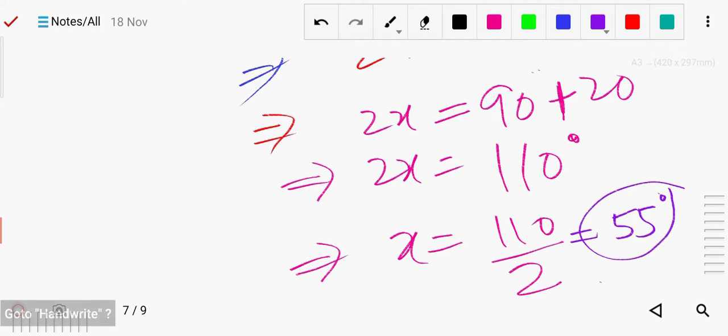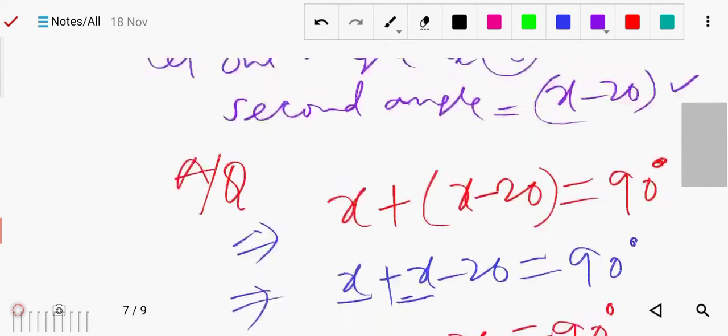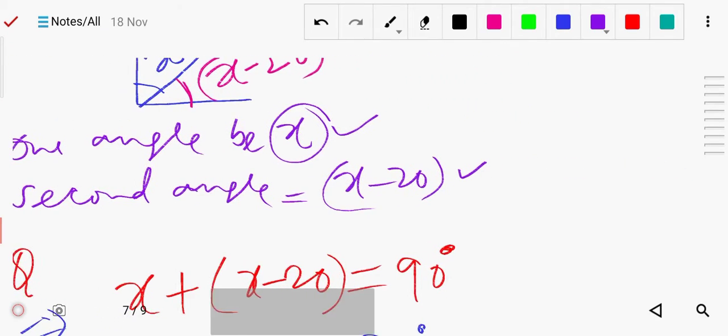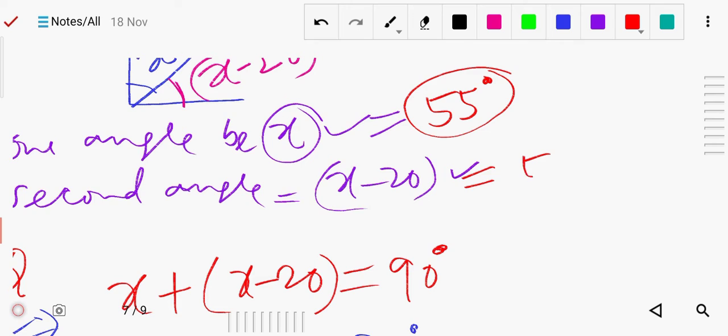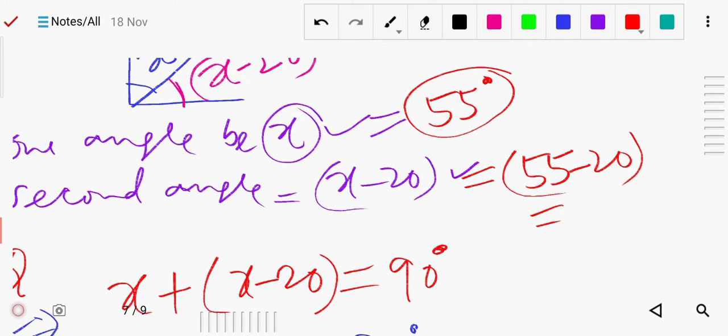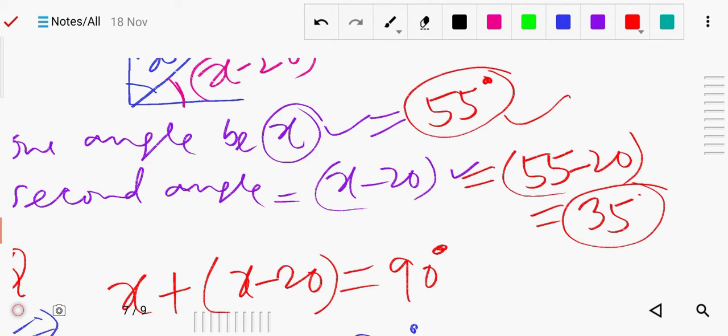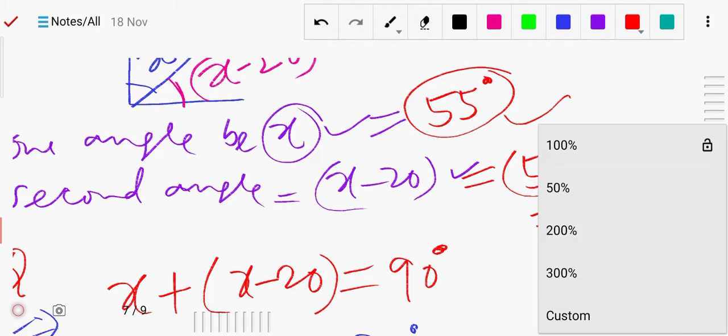Now this x we can put here. What we have assumed? The first angle we have assumed x. So what is the value of x? 55. So the first angle is 55. The other angle we assumed x minus 20, so 55 minus 20 will be 35. So our answer is 35 and 55. These are the two angles we have.